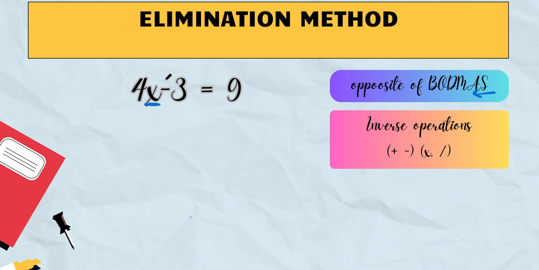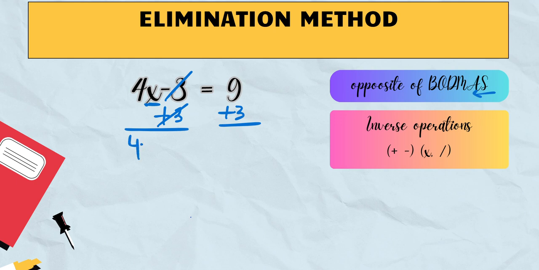To remove this number, what will we do? Remember the inverse operation. Now, what is the inverse operation of minus? It is plus. So, we add a 3 to it. You know that minus 3 plus 3 will become 0, right? So, they cancel out. But remember that in math, everything is balanced. So whatever you do on one side, you have to do it on the other side also, right?